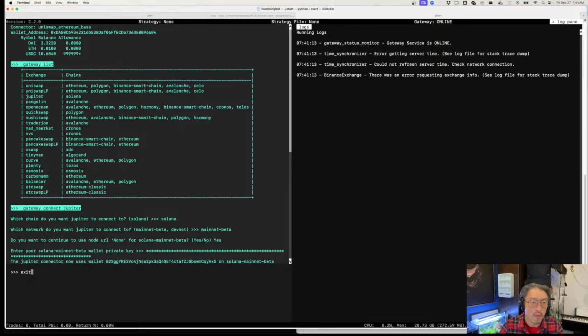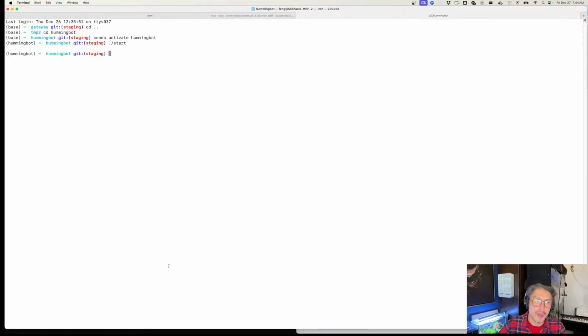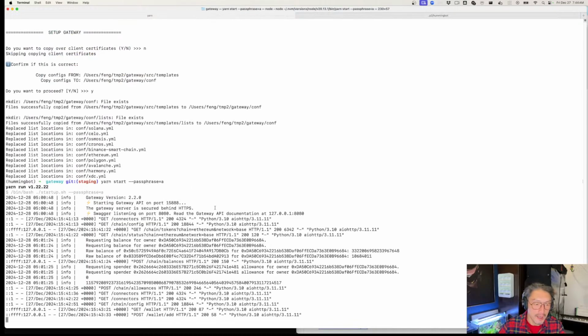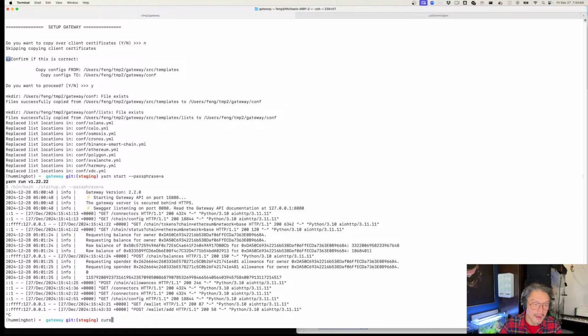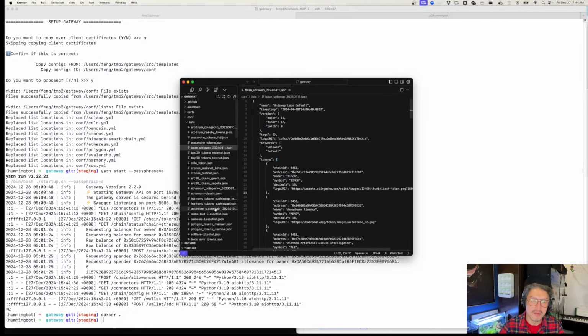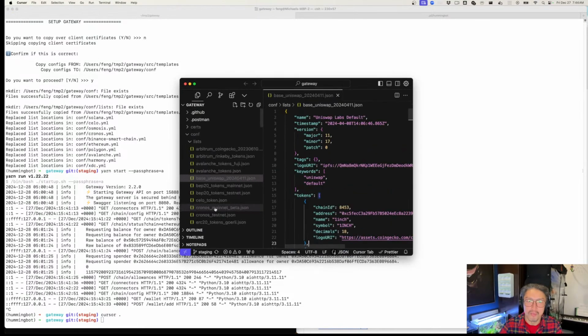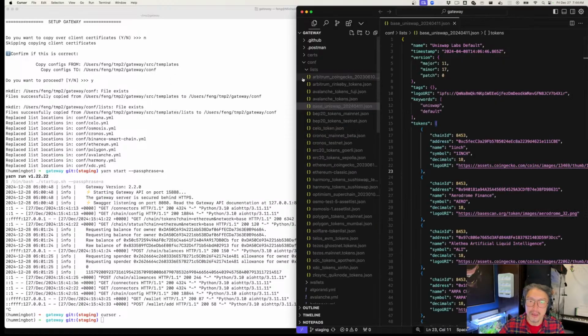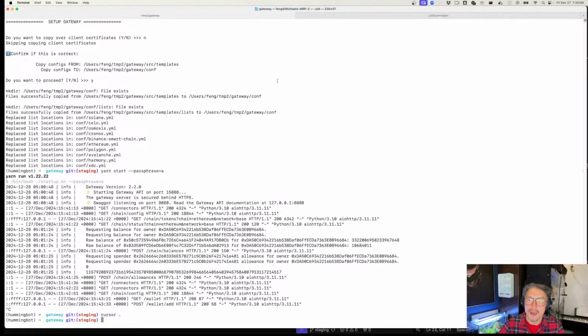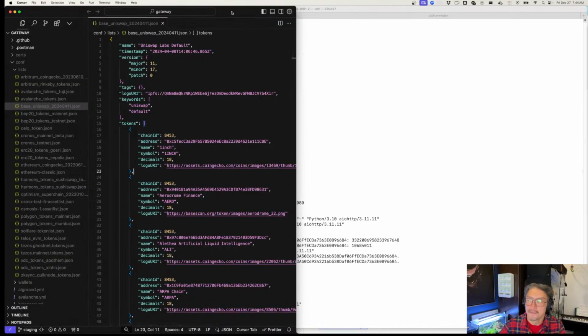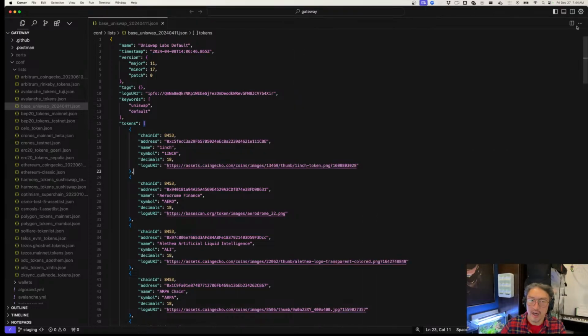So let's do that before we actually set up the bot, and I can show you how to do that. We also may want to add additional tokens to the list that we want to trade. So let's go ahead and stop Gateway and do those things, the upkeep so to speak, in order to use Gateway properly. The best way to do that is to edit the config file for the exchange or the chains that you want to edit.